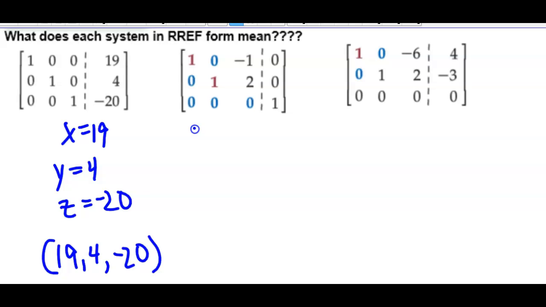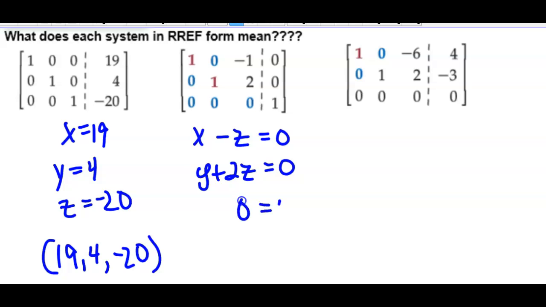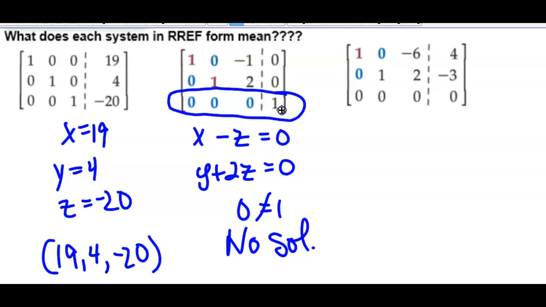This one, you have an x minus a z equals 0. The second sentence says y plus 2z equals 0. And the third sentence says 0 equals 1. 0x plus 0y plus 0z equals 1. Well, this is not true, so then you say no solution. When you have at the bottom a sentence that's not true in reduced row echelon form, which will generally be 0, 0, 0 equals 1, you say there's no solution. It means at least two of these are parallel lines, so there's no point where all three lines intersect.